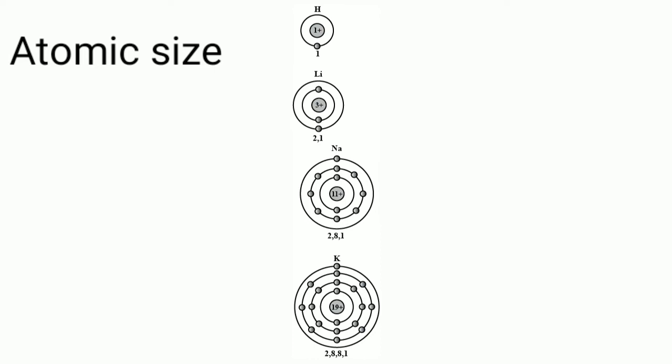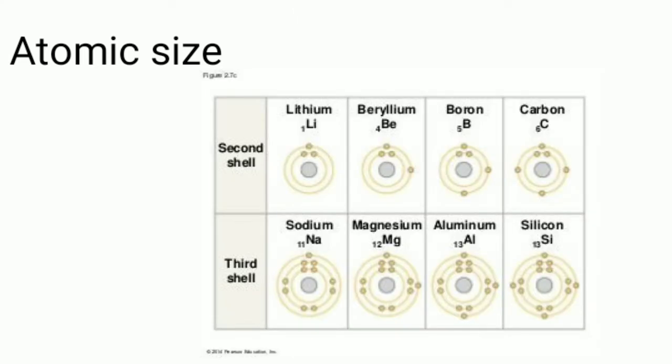Across the period, number of shells remain same. Okay, across the period number of shells will remain same, but number of electrons will increase. Number of electrons will gradually increase across the period, so that as number of electrons increases, force of attraction between nucleus and outermost electron will increase, so that atomic size will shrink when we move left to right. Across the period, atomic size will decrease, whereas down the group atomic size will increase.